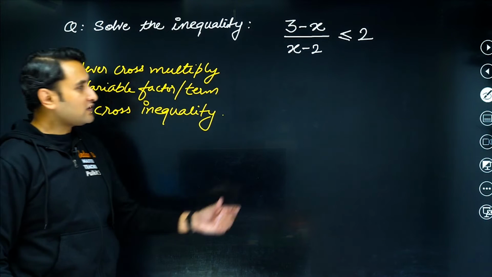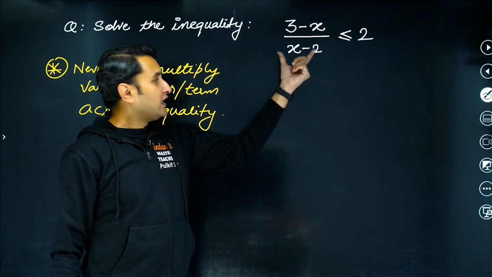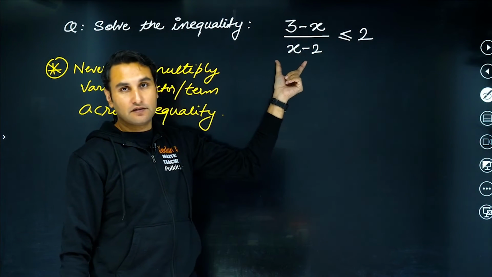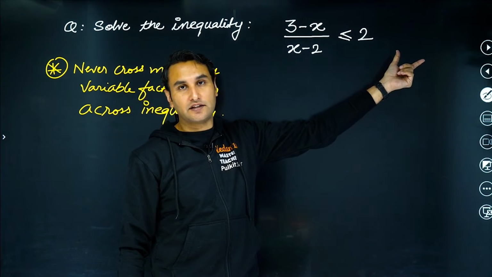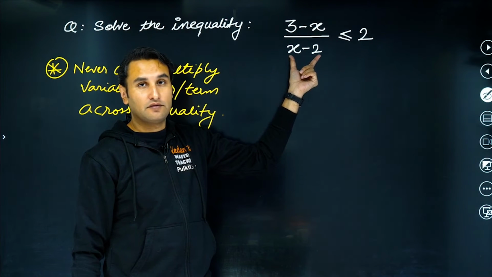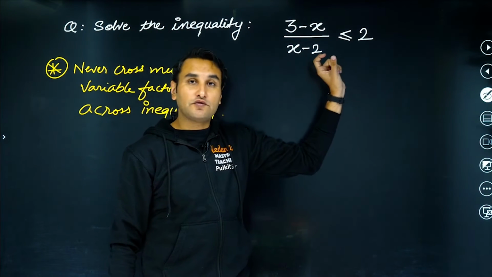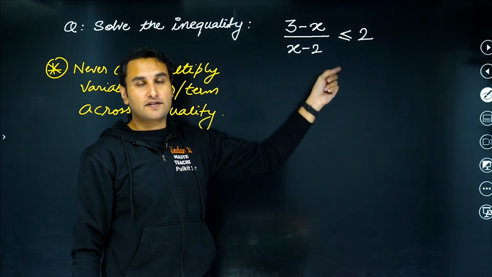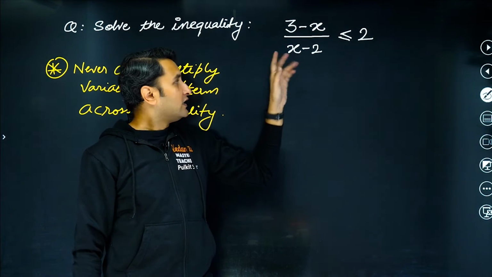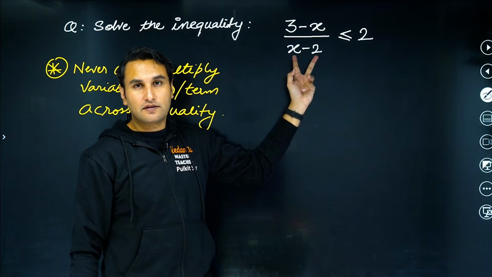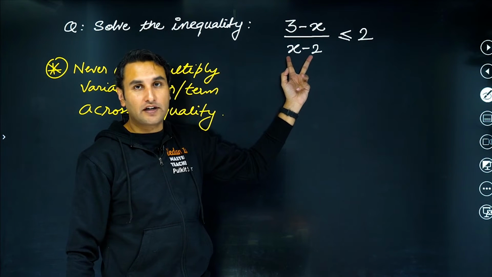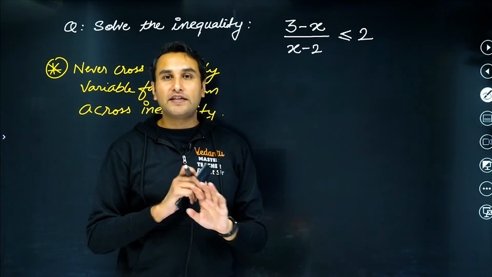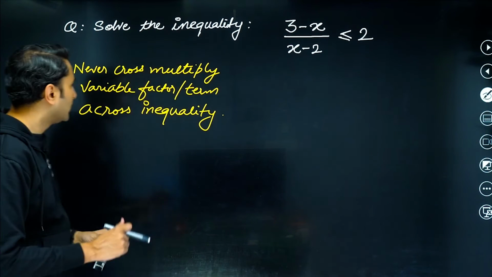Why am I not doing it? Because I don't know if this is positive or not. Had this been positive, multiplying this factor on both sides, or taking it to the other side, wouldn't have changed the sign. But had this been negative, taking it to the other side would have changed the inequality. For reference, you can watch my previous to previous class where we discussed operations across inequality. Since I don't know if this is positive or negative, I cannot cross multiply because I don't know what will happen with the sign. So play safe. Never cross multiply a variable term.